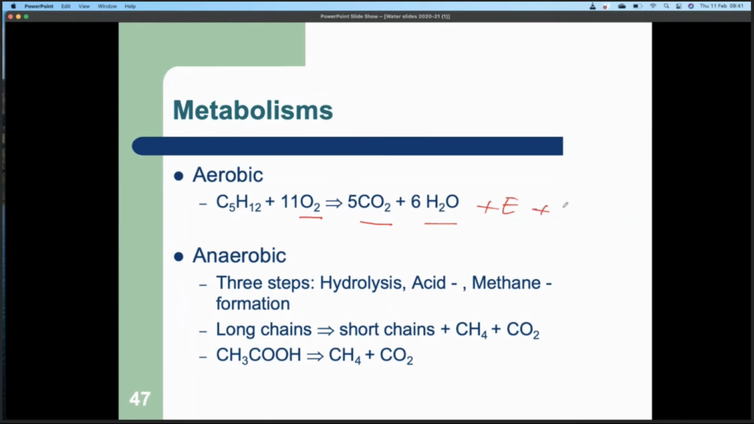And another thing that's missing there is biomass, because we grow, or the bacteria grow. So some of the energy that they get out of this, they turn into biomass. So that's what happens with aerobic bacteria.